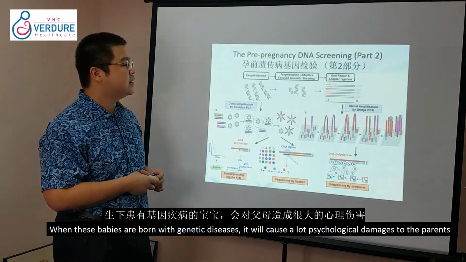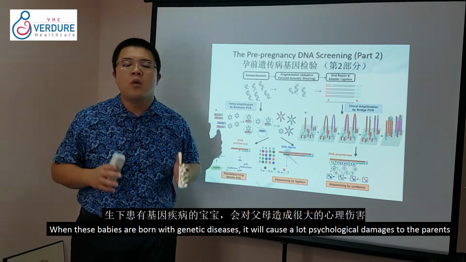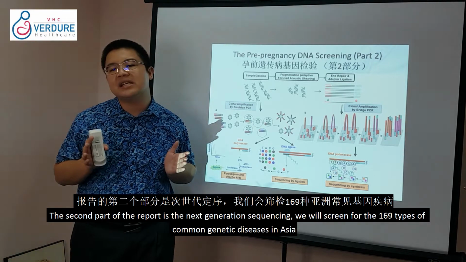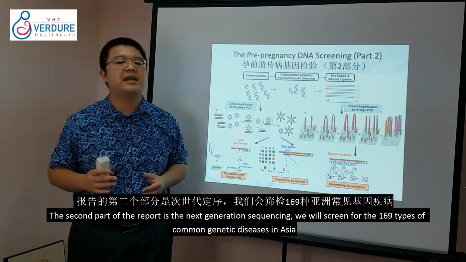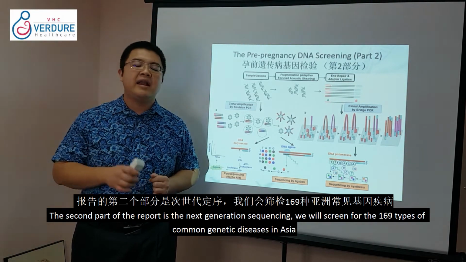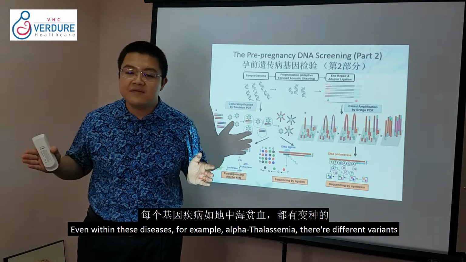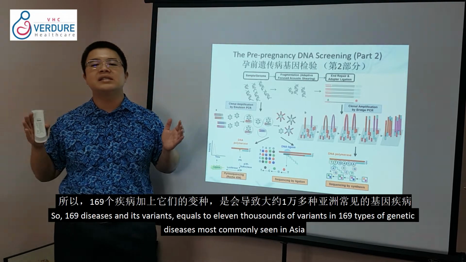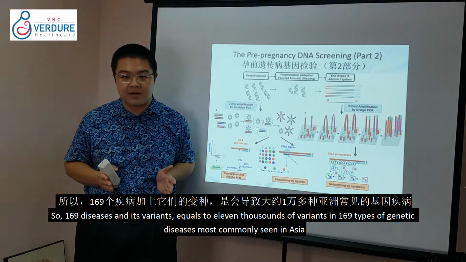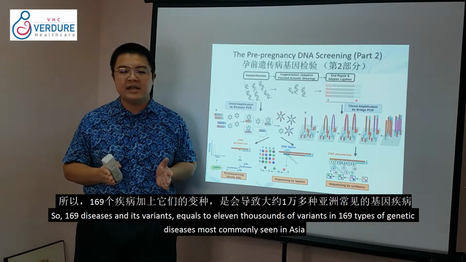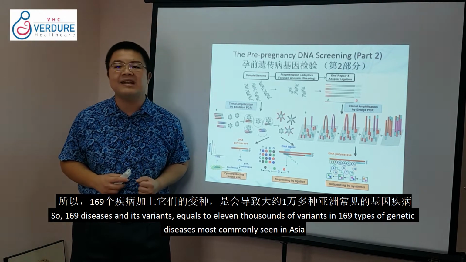The second part of the report would be something called the next generation sequencing, whereby we will screen for 169 of Asia's most common and most seen genetic diseases. Even within each of these diseases, for example alpha thalassemia, there are different variants. So 169 diseases and the relevant variants added together equal 11,000. That is 11,000 variants on 169 genetic diseases most commonly seen in Asia.